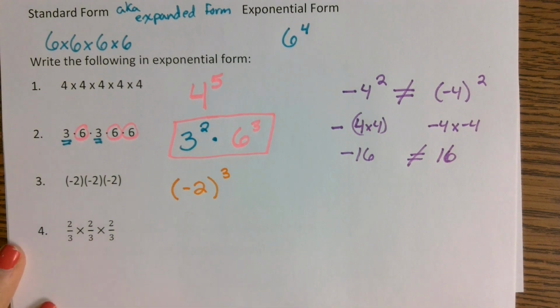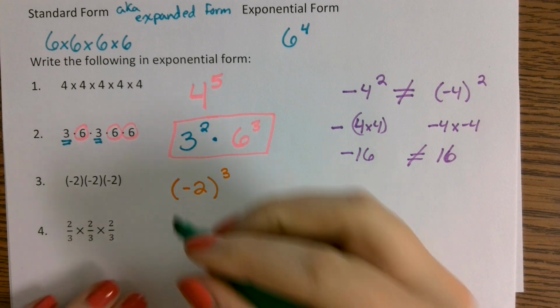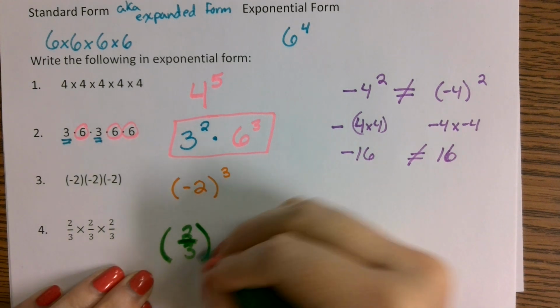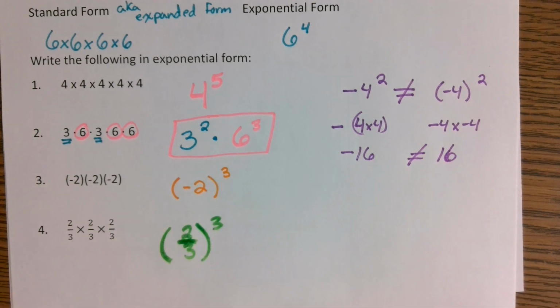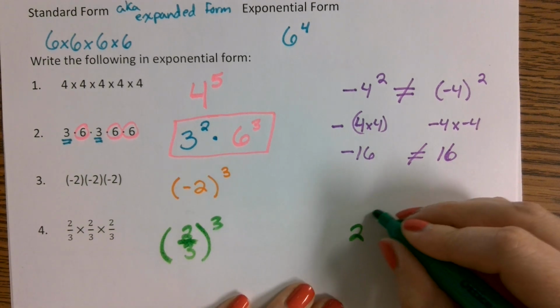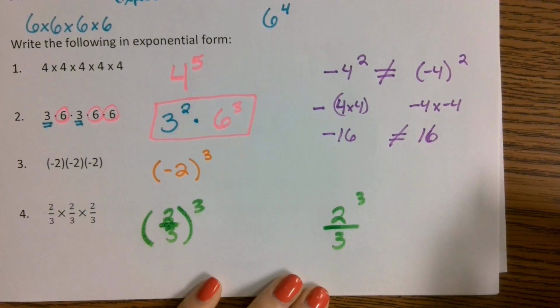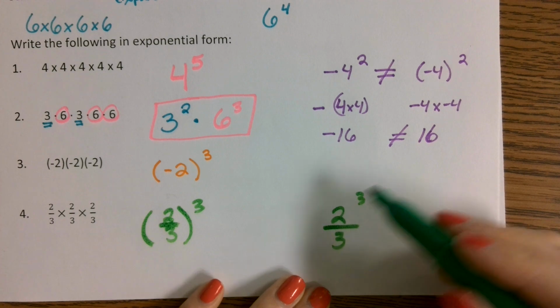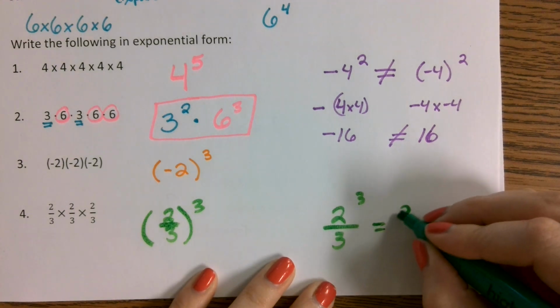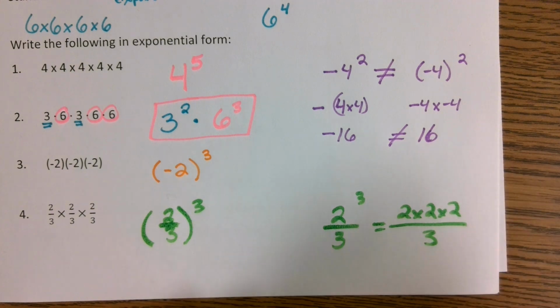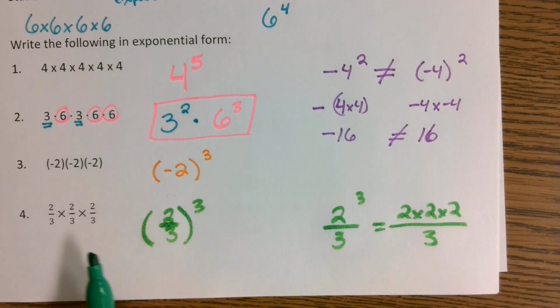Same thing with fractions. When you're doing this with a fraction, you must make sure you put the fraction in parentheses before you write your exponent. Because if you don't, 2 to the third power over 3 is what it would look like. 2/3 to the third power without the parentheses means you would be doing 2 times 2 times 2 over 3. That's not the same thing as 2/3 times 2/3 times 2/3.